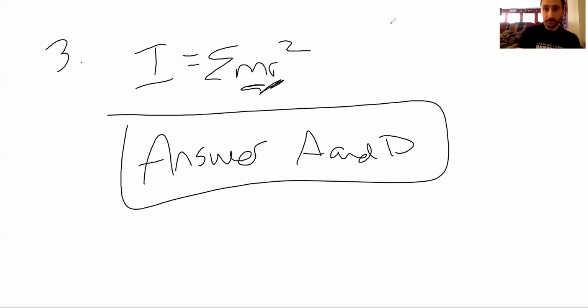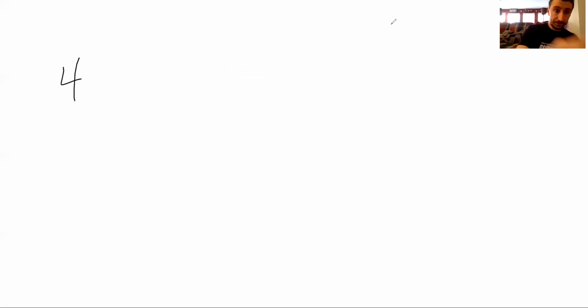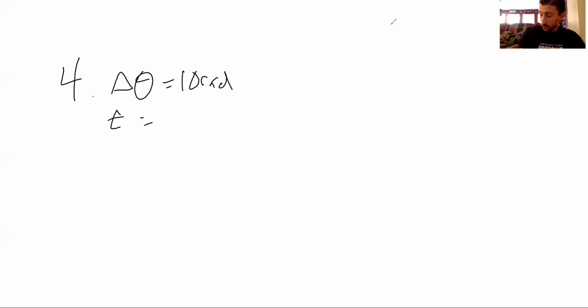Okay. We have number 4. It says a wheel rotates through 10 radians in 2.5 seconds as it's brought to rest with a constant angular acceleration. What was the initial angular velocity of the wheel before braking? All right, this is straightforward. It's a rotational motion kinematics problem here. So it went through 10 radians. It took a time of 2.5 seconds, and it comes to rest.